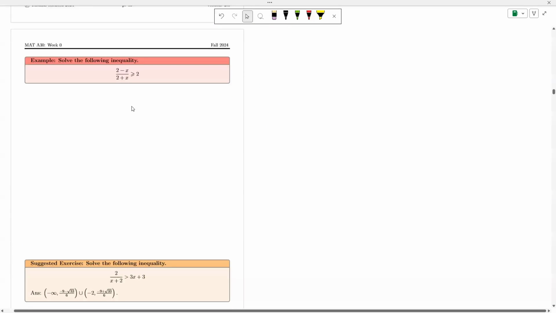Well, now we have an even more challenging problem. We have an inequality, but this side doesn't have 0. So now we're going to have to do step 1, 2, and 3, as well as the rest of our process. So let's remind ourselves what step 1 is. What we're going to do is use addition and subtraction to get everything over to one side. So this is telling us that (2 minus x)/(2 plus x) minus 2 is greater than or equal to 2 minus 2, which tells us that (2 minus x)/(2 plus x) minus 2 is greater than or equal to 0.